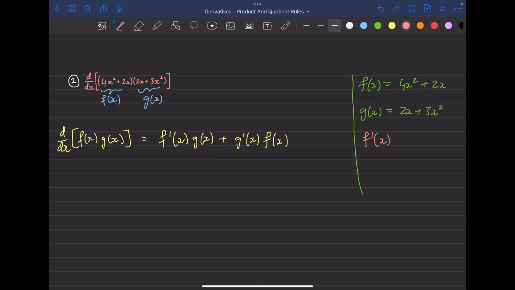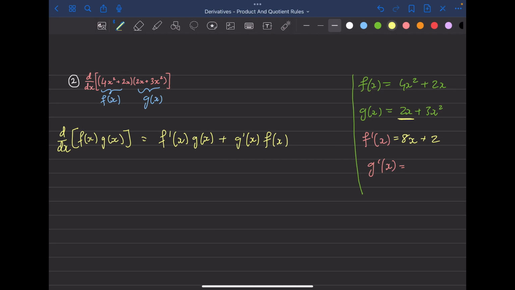So f prime of x, what is the derivative of 4x squared first? 2 times 4 is 8. And then since the exponent of x right now is 2, decrease that by 1 and you get an exponent of 1. So x to the power of 1, which is just x. And then for the next term, we have x to the power of 1 here. So 1 times 2 is 2. And then since the power right now is 1, if you decrease that by 1, you get x to the power of 0. But x to the power of 0 is 1, so that goes away. We don't even need to write that down. So that's f prime of x. We're done.